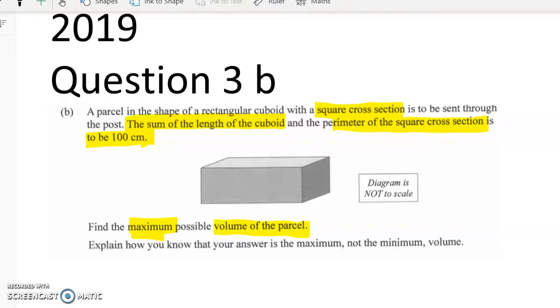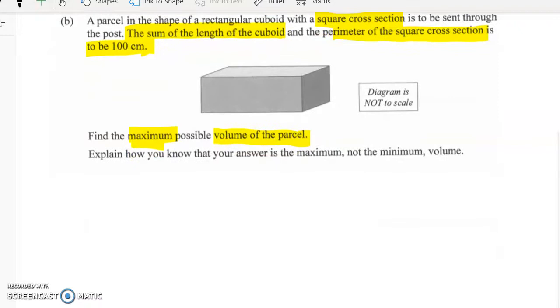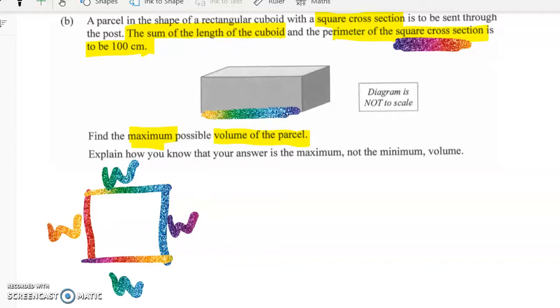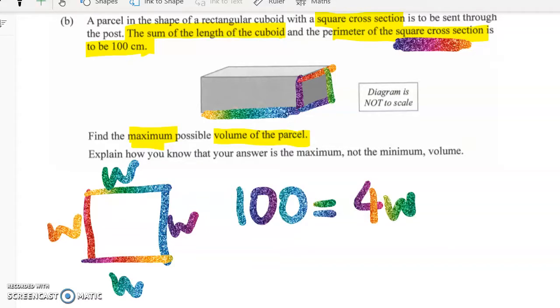So as usual, I'm going to start by drawing a diagram, and because I've got the 3D box already drawn, the diagram is looking at the square cross section, and I'm going to call the dimension of each of those sides W. Now I know that they're all W because I'm told that there's a square cross section, and the sum of the length of the cuboid, which is this bit here, and the perimeter of the square cross section has to be 100 centimetres. So we're setting up a constraint here, and the constraint goes like this. 100 is equal to the perimeter, so 4W, plus the length, which for some strange reason I have called H instead of L, right?